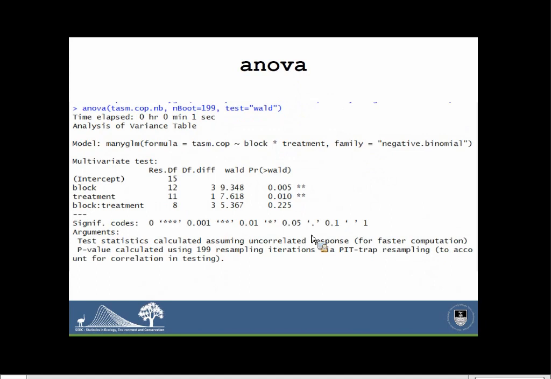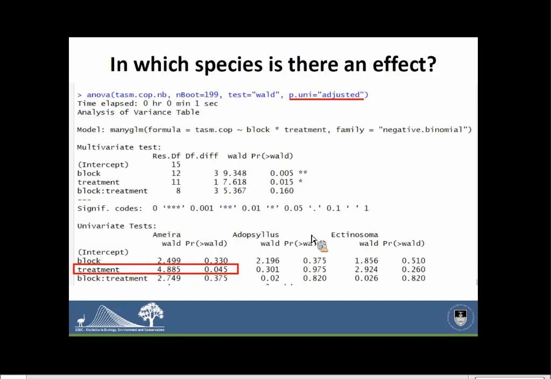Now we need to figure out in which species is there an effect, right? So again, you can use the same function, so ANOVA. All of this is the same, but now we're going to add this argument called p.uni. And p.uni is where you do univariate tests using the same equation for every single species. Okay. And we chose adjusted because we want to control for the family-wise type 1 error.